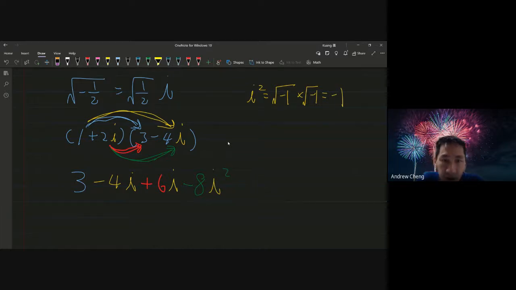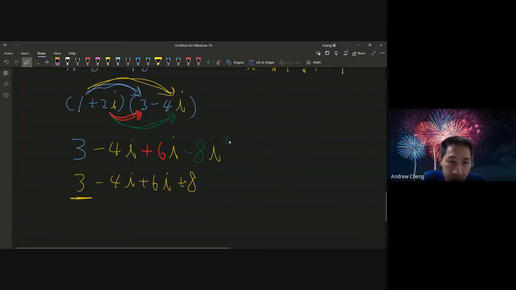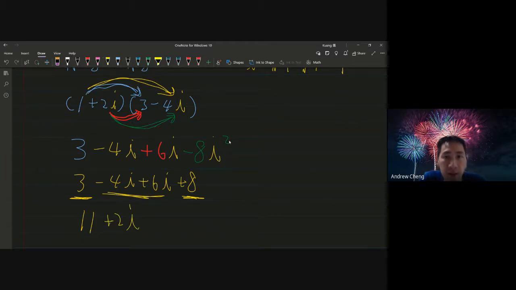So that will be 3 minus 4i plus 6i plus 8. Then we combine the real parts, 3 and 8, which is 11, and combine the imaginary parts, -4 plus 6, which is plus 2i. This is our answer.